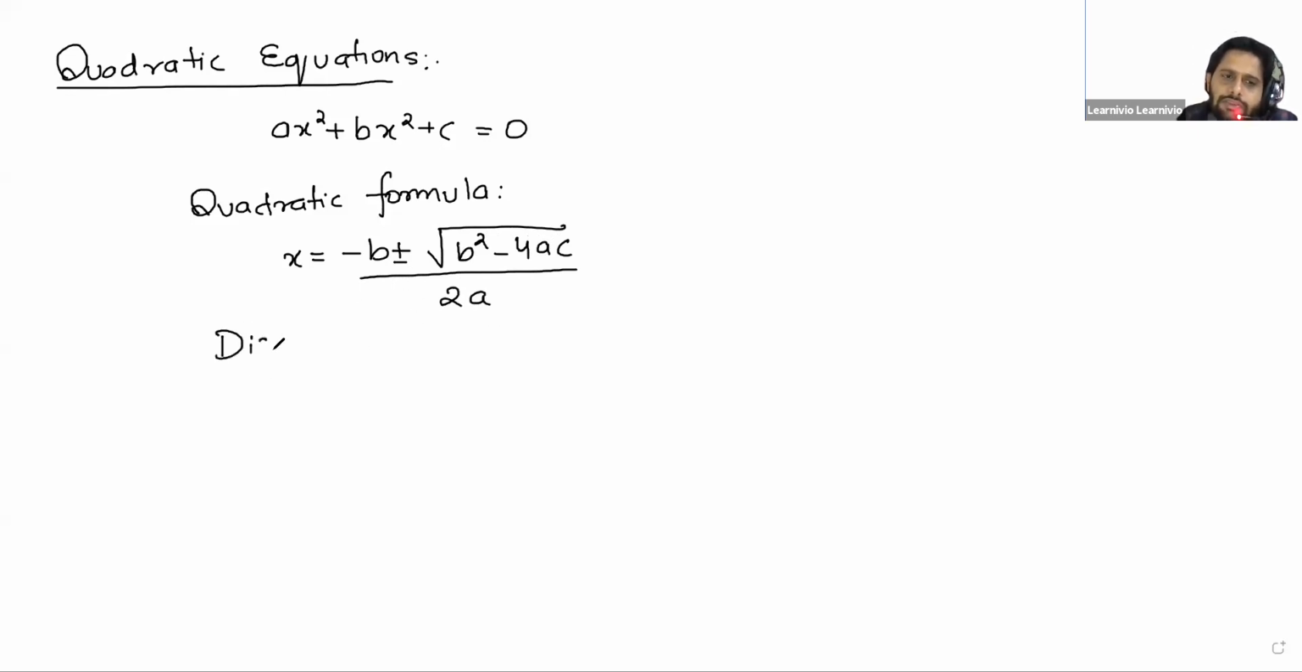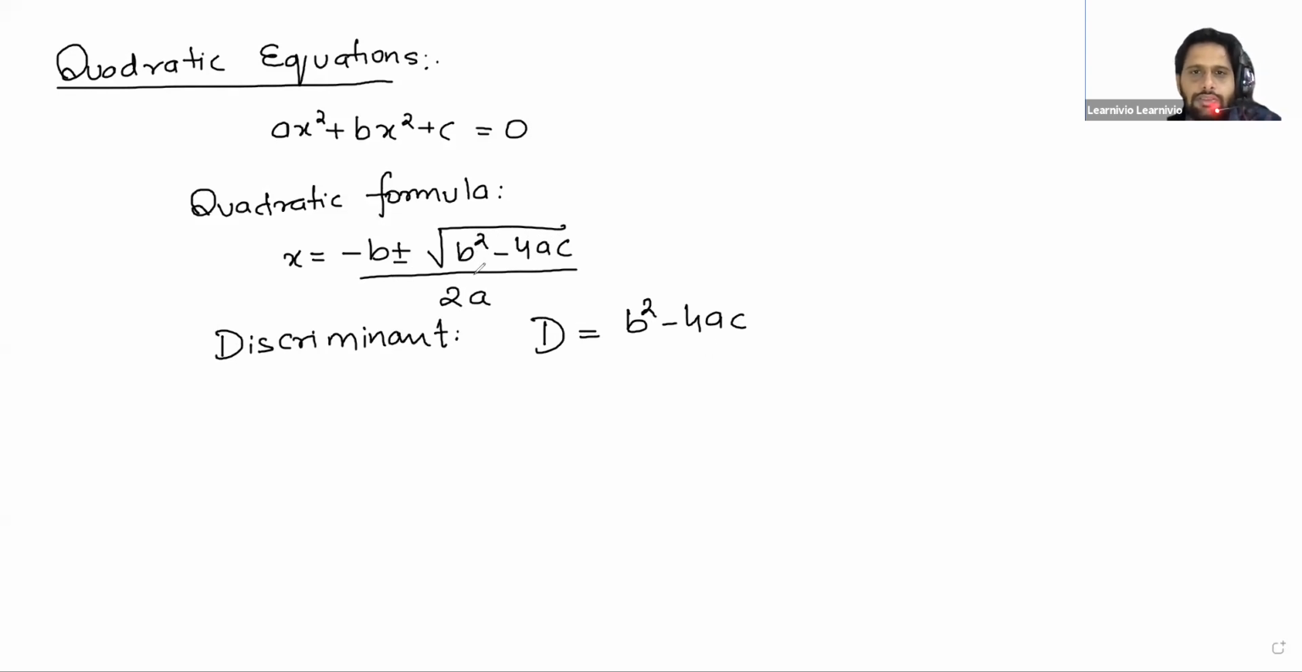In class 10th, you have done the discriminant, denoted by d. And what is d? B square minus 4ac. Safan, this is clear? This is of class 10th. Yes, sir, I remember. Okay.